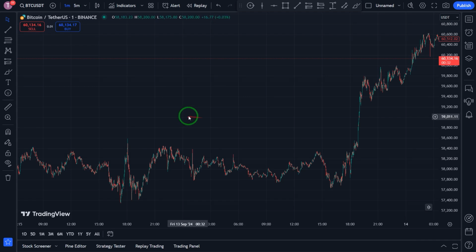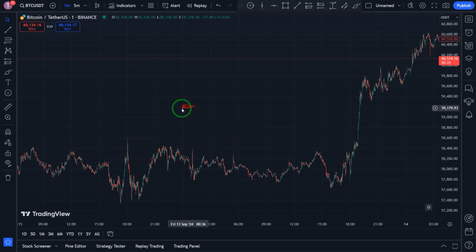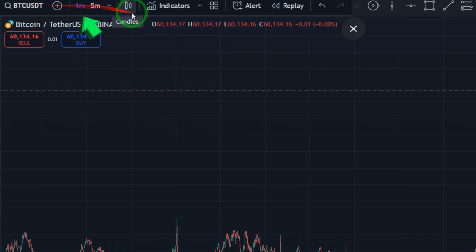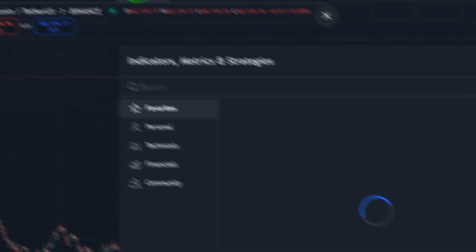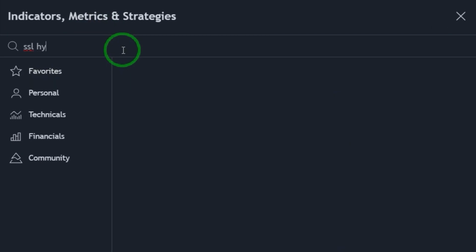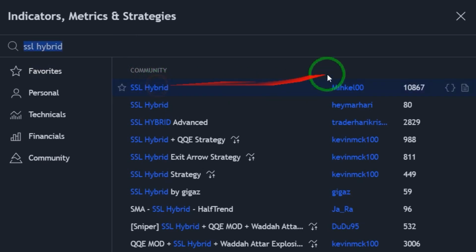Now let's go to the chart and I will explain this amazing and attractive strategy to you. After you select your symbol from the symbol section and set your time frame to 1 minute, it's time to go to the indicator section and add your first indicator to the chart. For this, simply type SSL Hybrid in the search box. Once you find it, click on it to add it to your chart.